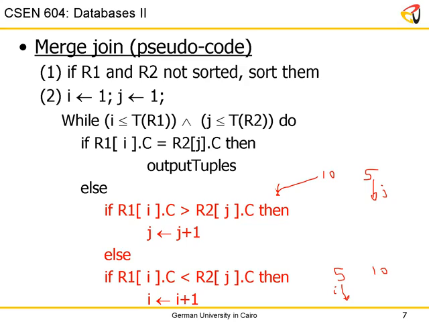Now, what is the rationale behind this? Let's try to throw some numbers. Let's say you're getting a 10 here, and this is a 5. What you'd like to do is advance the j to reach the 10. While if, let's look at the next case, if this is smaller, if you have a 5 here and a 10 here, you would like to advance the i. And that's what this is doing.